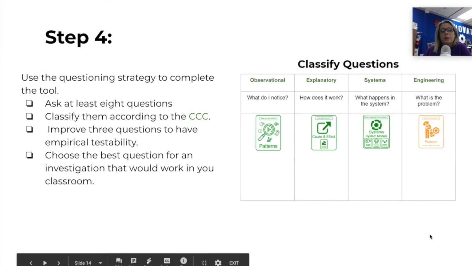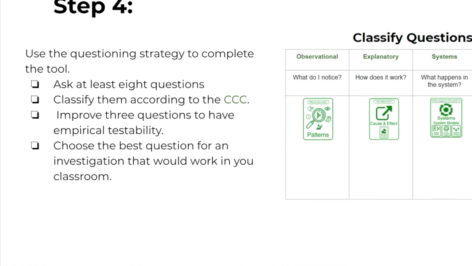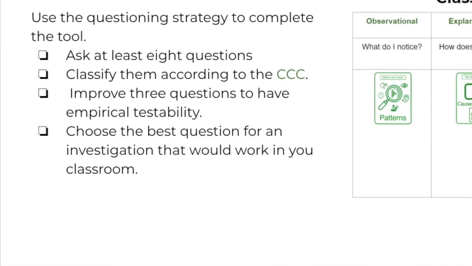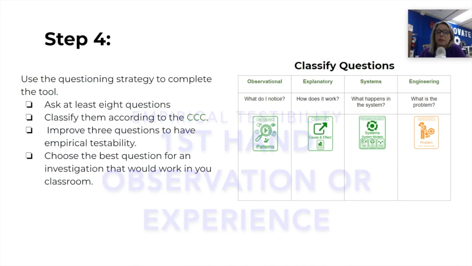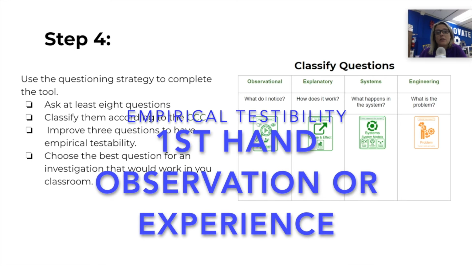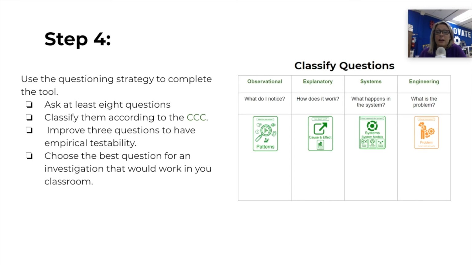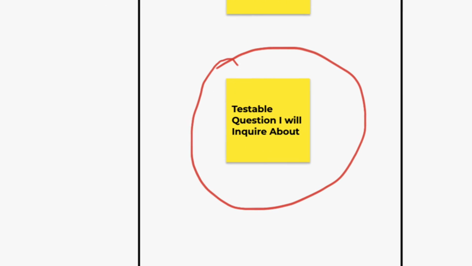Once the questions have been classified, choose 3 questions to improve. This is going to take practice, so this is very important for you to practice with as many questions as you'd like, but I would like to see at least a minimum of 3 to where you can get to that empirical testability. Once you have decided on the best question that would be used for further investigation, identify that question by circling it, making a check mark on the tool, something that you can show me when you turn that in.